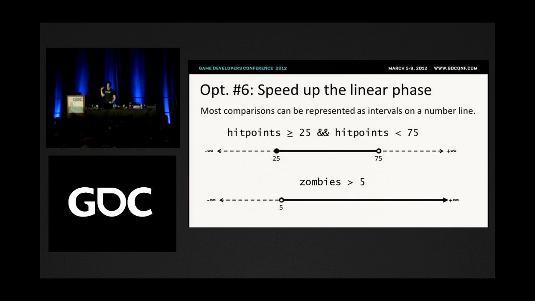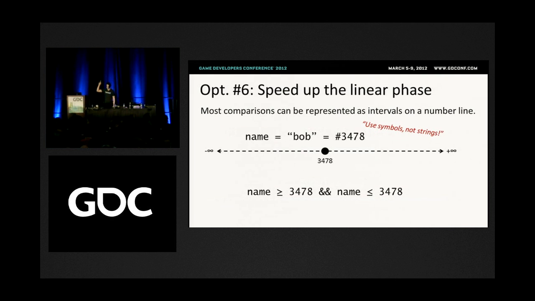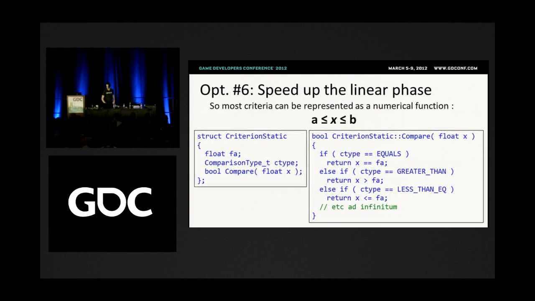You can even represent a string comparison as an interval on a number line if you do not use strings but symbols, like I told you to. Then each string becomes a unique integer. An integer can be compared instantaneously. By the way, you will notice that even though we're doing an equality test here, I'm still doing it as greater than or equal to and less than or equal to. That is so that each and every comparison can be represented with the exact same instruction stream.